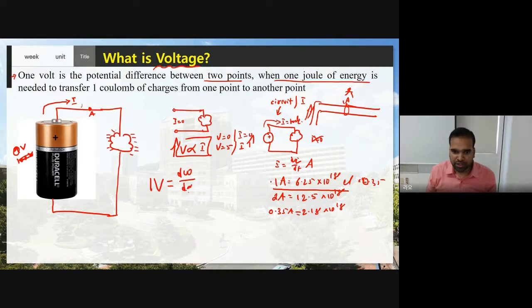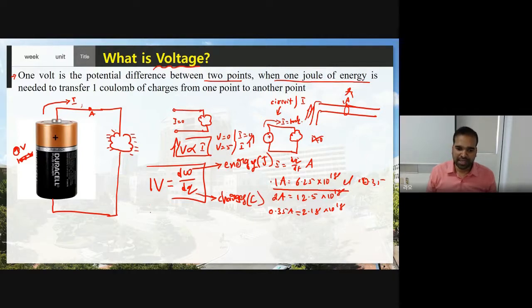dW by dQ. So here dW means what? I am using energy to transfer electrons from one place to another place. So this W is what? Energy. So what am I transferring? I am transferring electrons, which is nothing but charges. So here you already know the unit for energy is what? Joules, and the unit for charge is what? Coulomb. So therefore here I can write 1 volt equal to what? 1 joule by 1 coulomb.